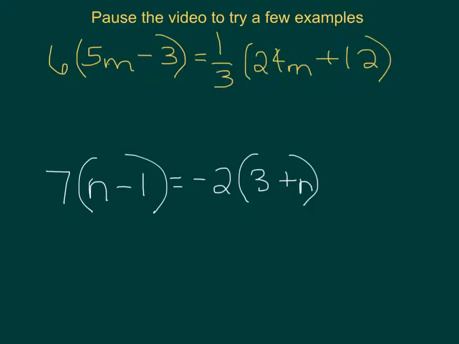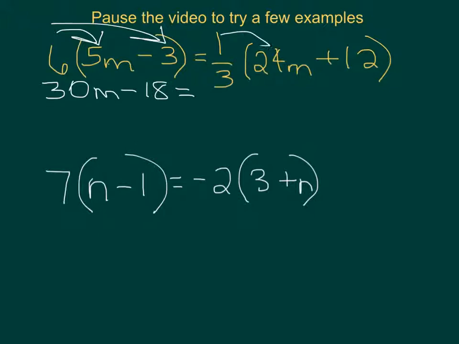So let's pause the video to try a few examples. Make sure you distribute in before you continue solving. So for example number 1, you want to distribute the 6 into everything on the inside first. So we would have 30m minus 18. Then you want to distribute the 1/3 into everything.